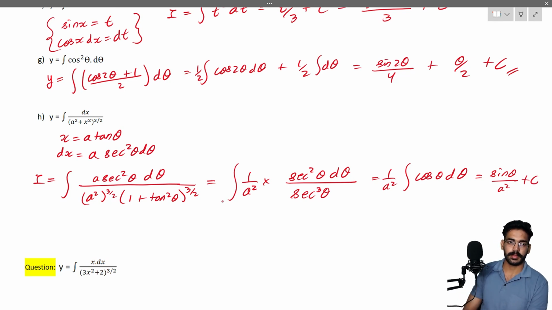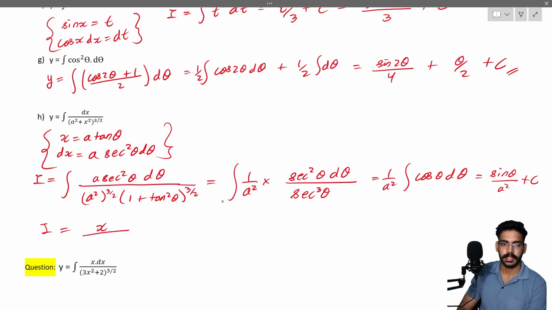Now we know this is my substitution. Tan theta is x by a, so I can calculate the value of sin theta, because I can't answer in sin theta terms, I have to answer in x terms, right? So if tan theta is x by a, perpendicular upon base, then sin theta is perpendicular upon hypotenuse. So x divided by a square under root of a square plus x square, plus c is there. This is my final answer in terms of x.